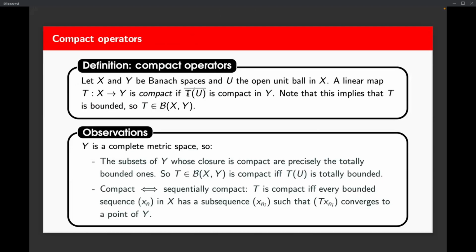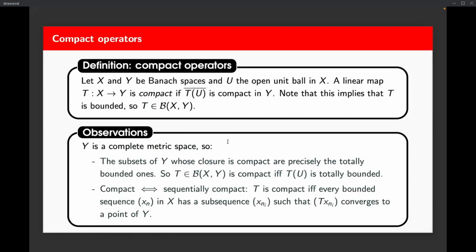Now, of course, if the closure of T of U is compact in Y, then it's also going to be bounded, right? You can just cover it by balls of radius n, and you only need finitely many of them, so it's going to be bounded, and therefore T is mapping the open unit ball into a bounded set, and so T is actually a bounded operator, even though we didn't assume that initially.